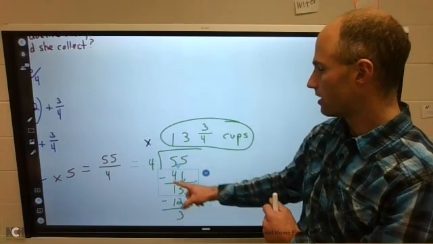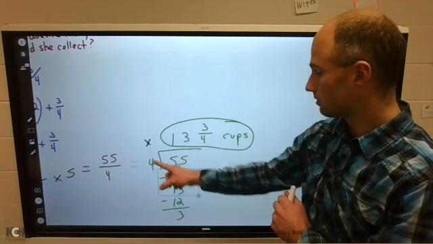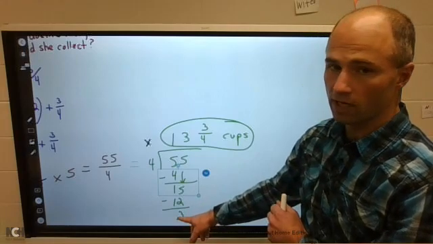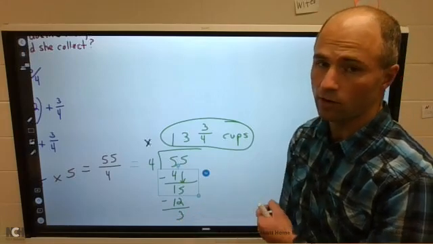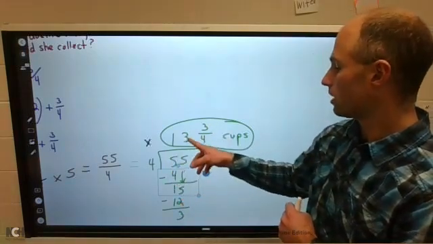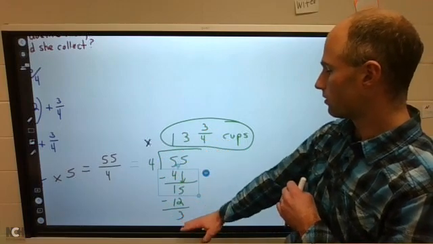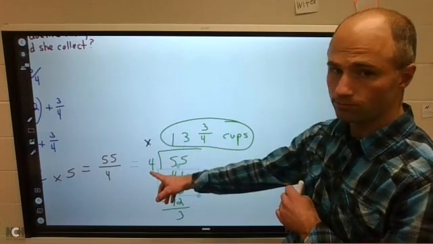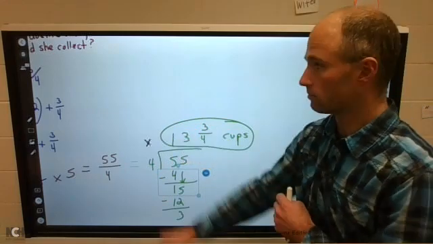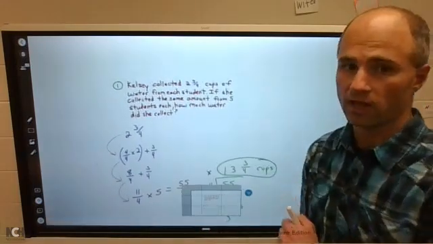Bring down my 5. How many 4s go into 15? 3. So then I get 12 when I do that. I subtract. I have 3 left over, which is my remainder or my numerator. Since I want a mixed number, I'm not looking for a decimal answer. I'm sorry, 4 goes into 12, you got the 3. Denominator is going to be 4. Numerator is going to be 3. Therefore, it's 13 3/4 cups of what? What are we talking about here? Cups of water. Okay, she'll have collected all together.